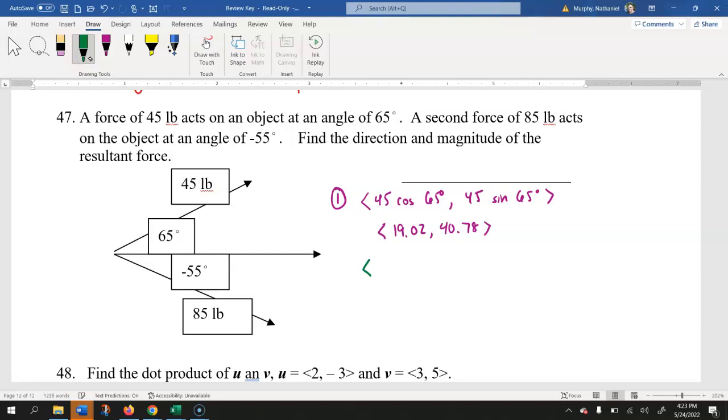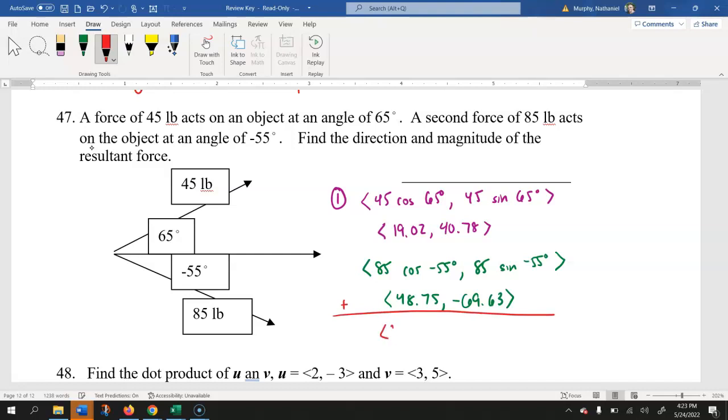Next, we're going to find the other component form. So we're going to have 85 times the cosine of negative 55 degrees and 85 times the sine of negative 55 degrees. On your calculator, that gives us 48.75 and negative 69.63. Now we're going to add these together to get the results. When you add those together, we get 67.77 and negative 28.85. So that would be the resultant of those two vectors.